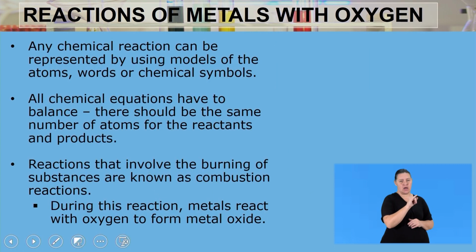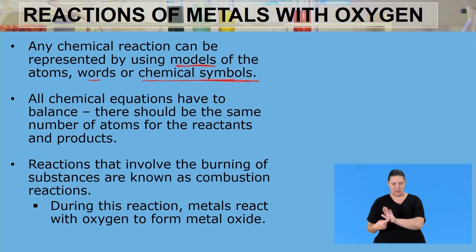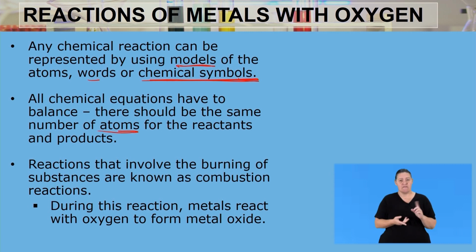So let's start. We know that any chemical reaction can be represented by using models. We know that the models can be atoms, words, or chemical symbols. Remember the chemical symbols from the periodic table. We also know that all chemical equations have to balance. What we have on the left-hand side must be equal to what we have on the right-hand side, which means that there should be the same number of atoms for the reactants and also the products. Remember, reactants, left-hand side, products, right-hand side.